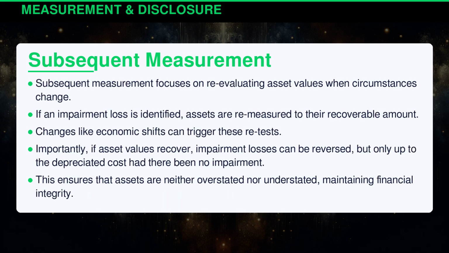Subsequent measurement focuses on reevaluating asset values when circumstances change. If an impairment loss is identified, assets are remeasured to their recoverable amount. Changes like economic shifts can trigger these retests. Importantly, if asset values recover, impairment losses can be reversed, but only up to the depreciated cost had there been no impairment. This ensures that assets are neither overstated nor understated, maintaining financial integrity.